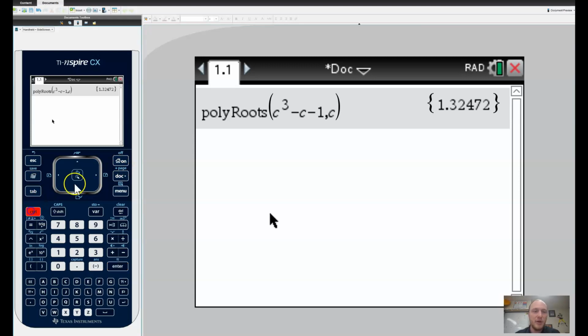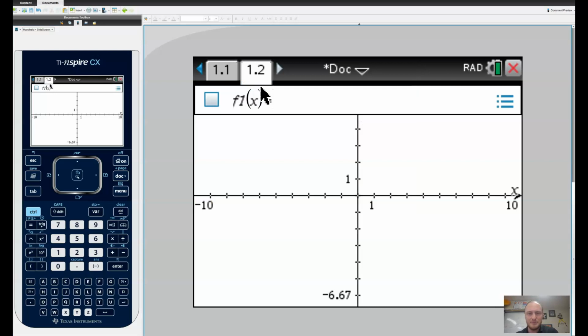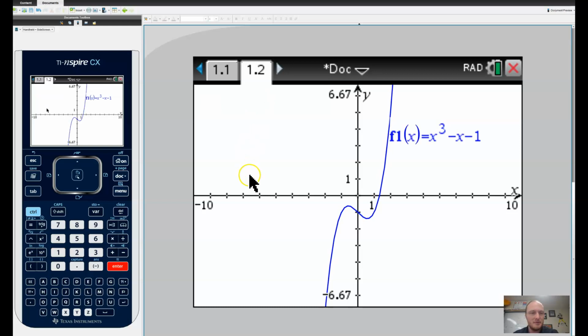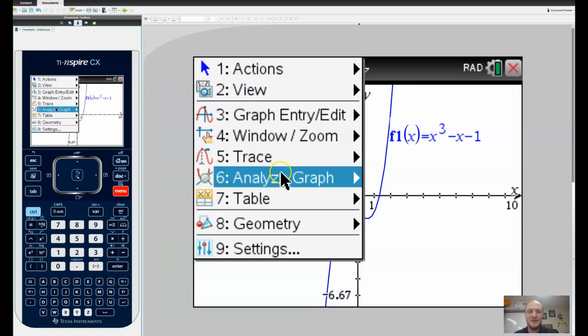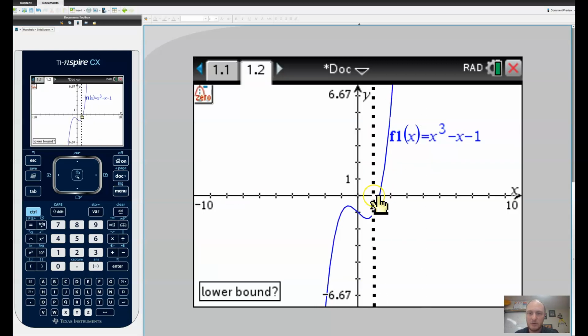So I'll add another page, and I'll quickly graph this. I'm going to punch in f1 of x. So notice I have to use x's. Semantics, we'll just use a different variable, no biggie. I'll hit equals, and again, I want the roots. So menu, analyze graph. I want to know, okay, what's my 0? What's my root?